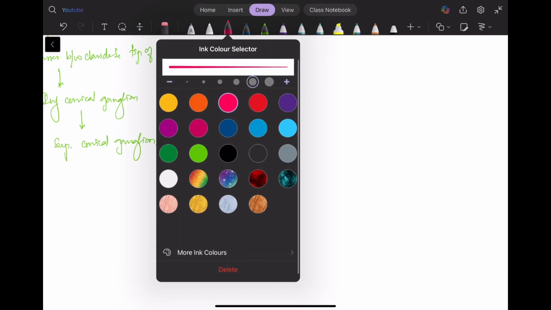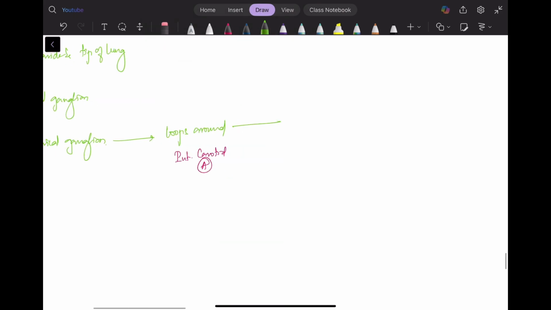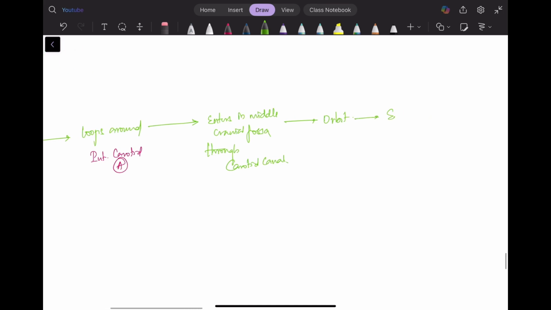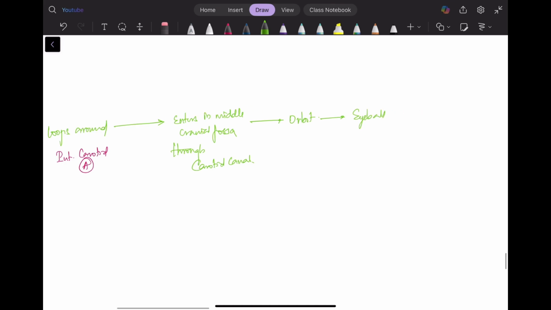It sticks to it. That's it. Then it loops around. After looping, it got bored, so it enters into the middle cranial fossa. But how? Through the carotid canal. It just used the internal carotid artery to achieve its further progress. Then after that it enters the orbit, the eyeball.